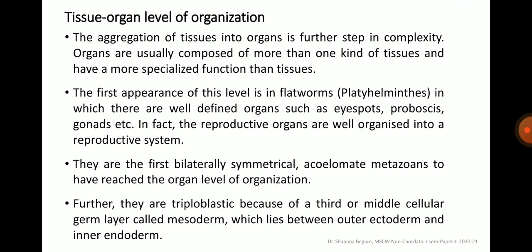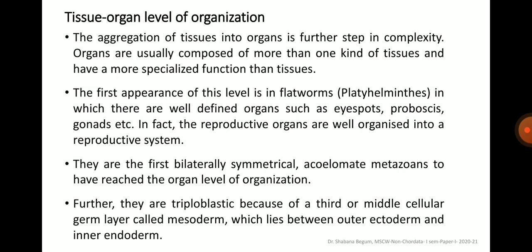The next type of body organization is the tissue-organ level of organization. Here, the aggregation of tissues into organs is a further step in complexity. Organs are usually composed of more than one kind of tissue and have a more specialized function than tissues.